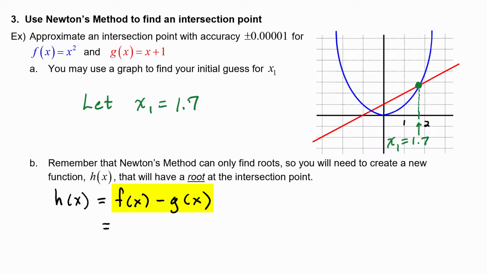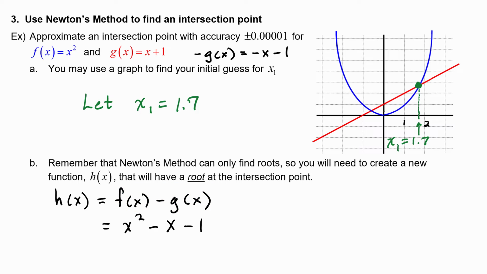So h of x is going to equal x squared minus g of x. Now remember, we have to subtract that whole function. So if we are doing minus g of x, that would equal negative x minus 1. So we are subtracting x and subtracting 1.